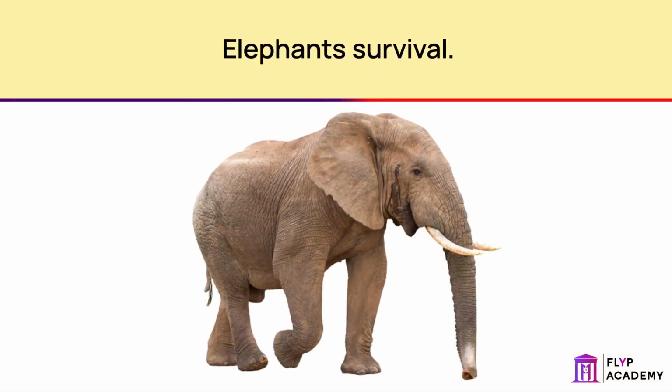A structural adaptation of an elephant is that they have large ears. The ears increase the surface area, helping the elephant to lose heat energy and cool down. A behavioural adaptation is to roll in mud so that a layer forms over the skin. This protects the elephant from the sun's radiation and also helps it to cool down. A functional adaptation is the elephant's tusks, which can be used to dig water holes to allow the elephant access to water.